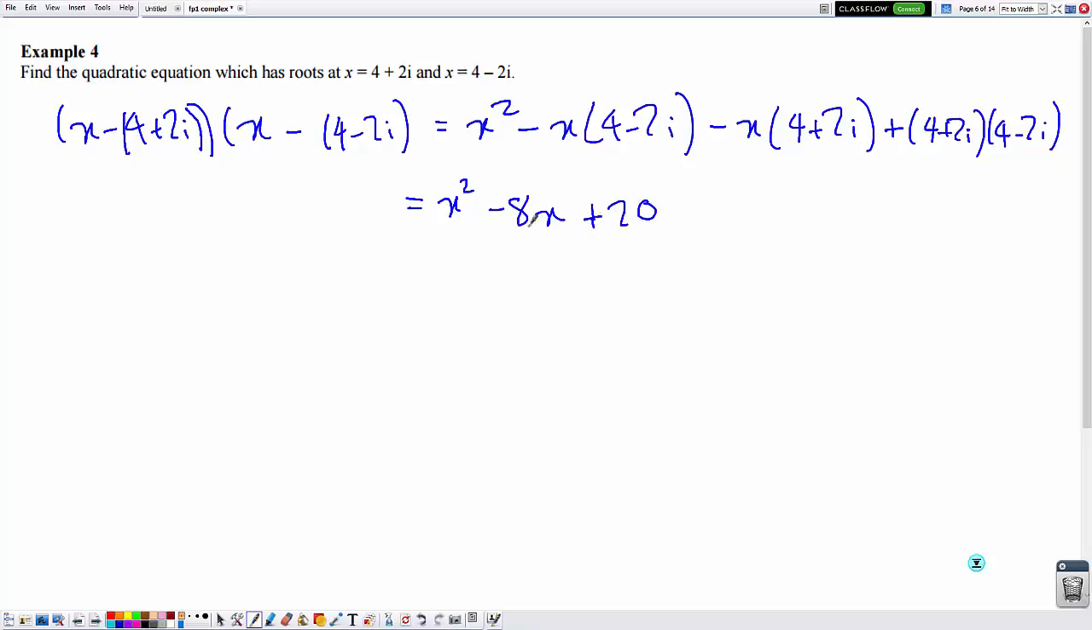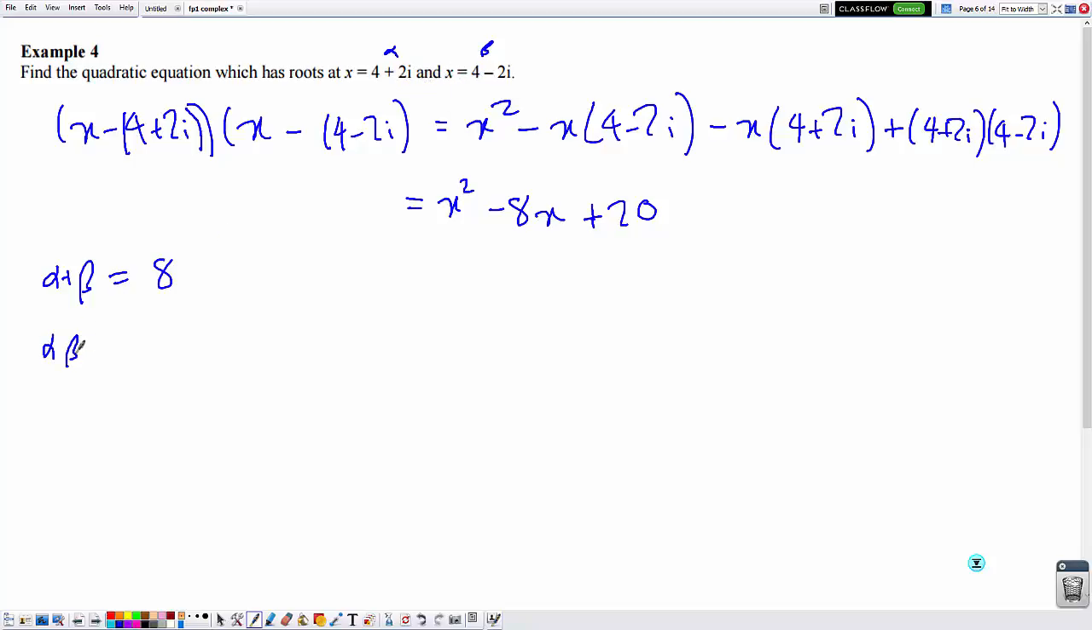All right, the other way you can do this is using the sum of the roots and the product of the roots. So remember, these are my two roots. Imagine that as an alpha, that's beta. So what's my sum of my roots? Alpha plus beta is equal to 8. Well, that's it. The 2i's cancel.